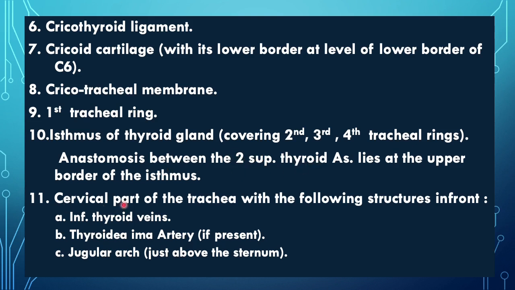Okay, then comes the trachea, and then we reach what's called the jugular notch at the sternum, just above the sternum. Here we see an artery called the thyroidea ima artery, ima meaning single. That artery supplies the thyroid gland and normally comes from the arch of the aorta. Okay, and this artery is sometimes absent, so it is not usually there.